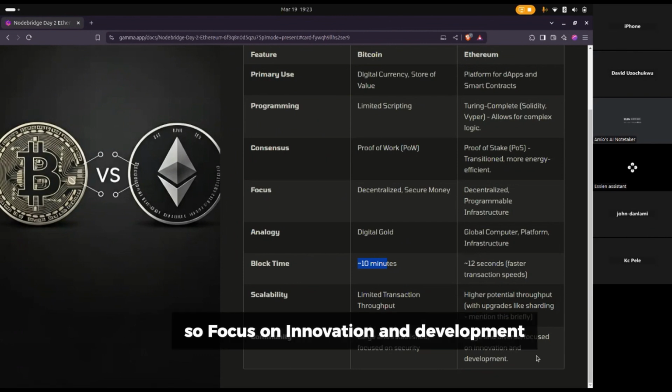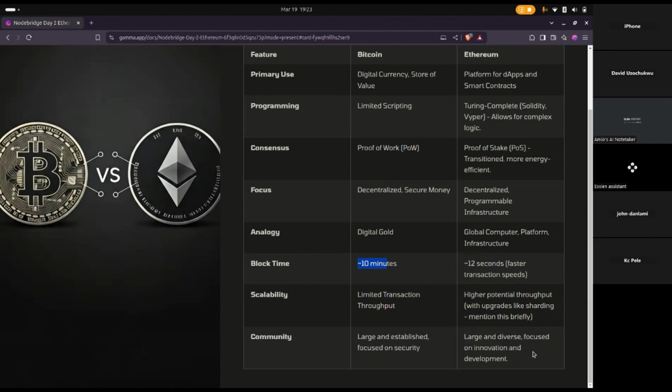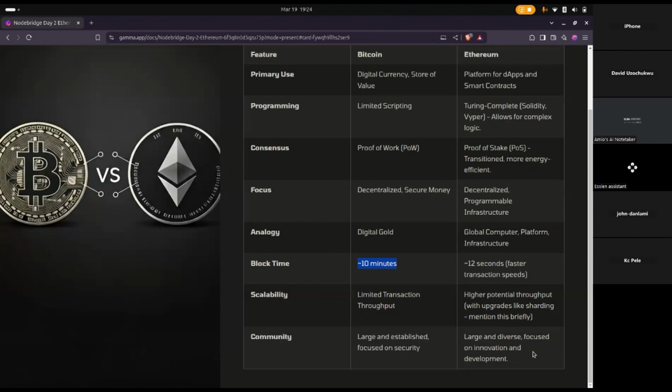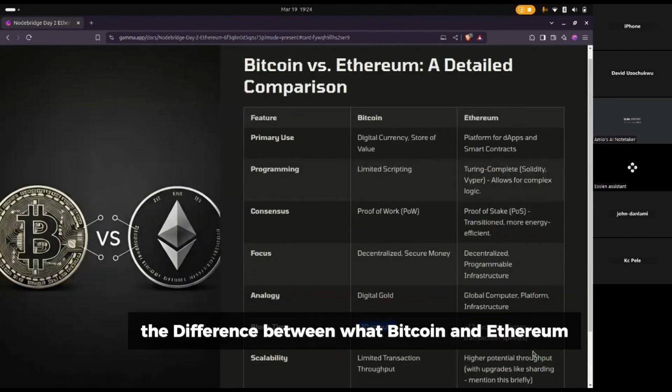So, focused on innovation and development. Every day something new comes out. Every day a new token is birthed. Every day we have ways of improving Ethereum. Every day we have layer twos. Every day we have security discoveries. So that is the difference between Bitcoin and Ethereum.